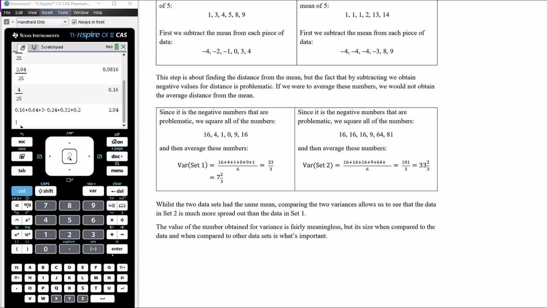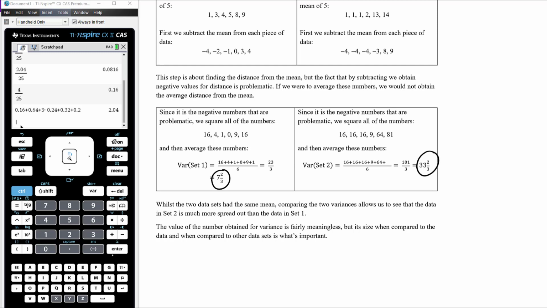So now these are squared distances from the mean. This 16 indicates that this number is essentially the square root of 16 away from the mean. This number 9 is the square root of 9 away from the mean, but we've lost the positive or negative, so it doesn't tell us whether it's bigger than or less than the mean. It's just telling us how far away it is from the mean, the square of that. And then we can average these numbers. In this case, we get a variance of 7 2/3.